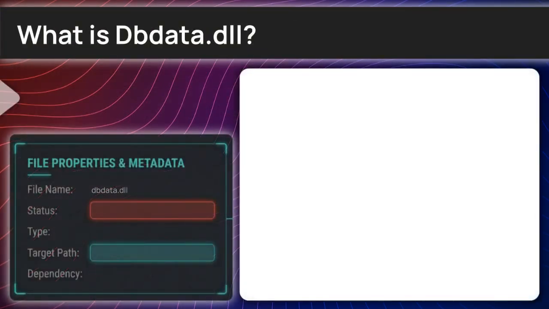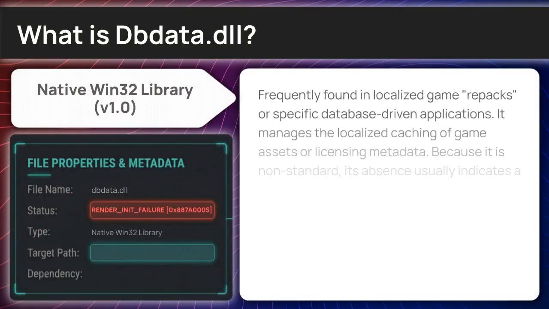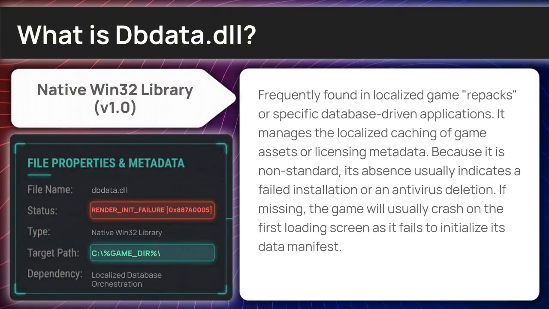This is the database data library, frequently found in localized game repacks or specific database-driven applications. It manages the localized caching of game assets or licensing metadata. Because it is non-standard, its absence usually indicates a failed installation or an antivirus deletion. If missing, the game will usually crash on the first loading screen as it fails to initialize its data manifest. Now that you know how the file works, let's focus on the how and fix the issue.